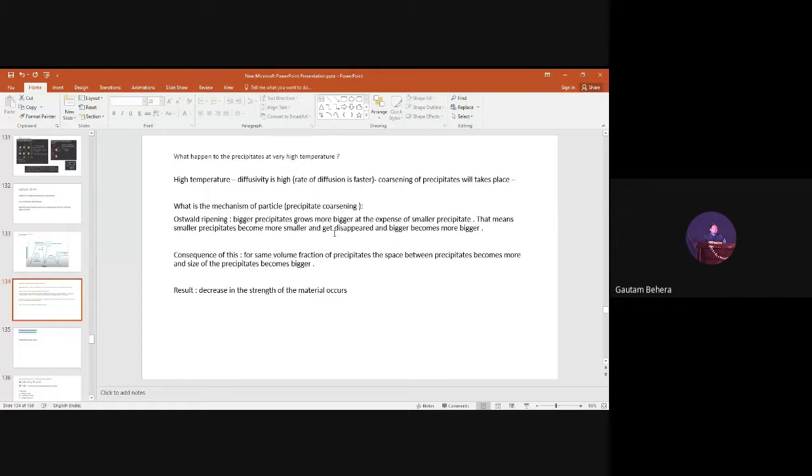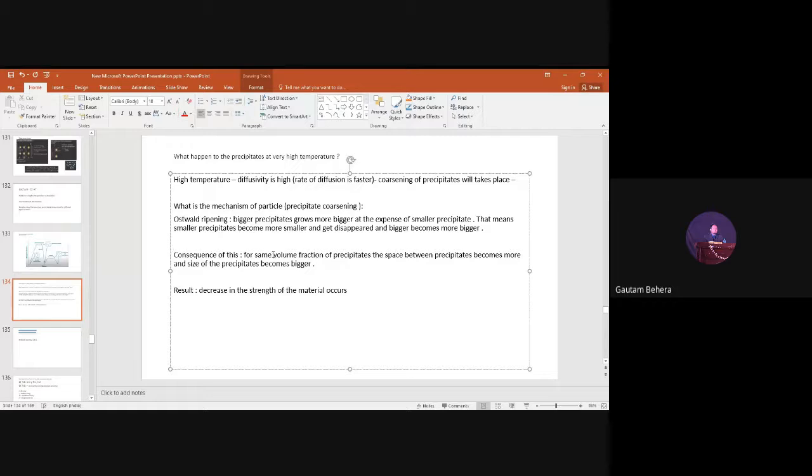So that means basically, bigger precipitate will grow bigger at the expense of small precipitate. The smaller precipitate will disappear with time, but the bigger precipitate becomes bigger due to this high temperature. This means the small precipitate becomes smaller and disappears, and the bigger becomes bigger, right? So finally, at the end, you will have bigger precipitate in the material. There will be no small precipitate available.